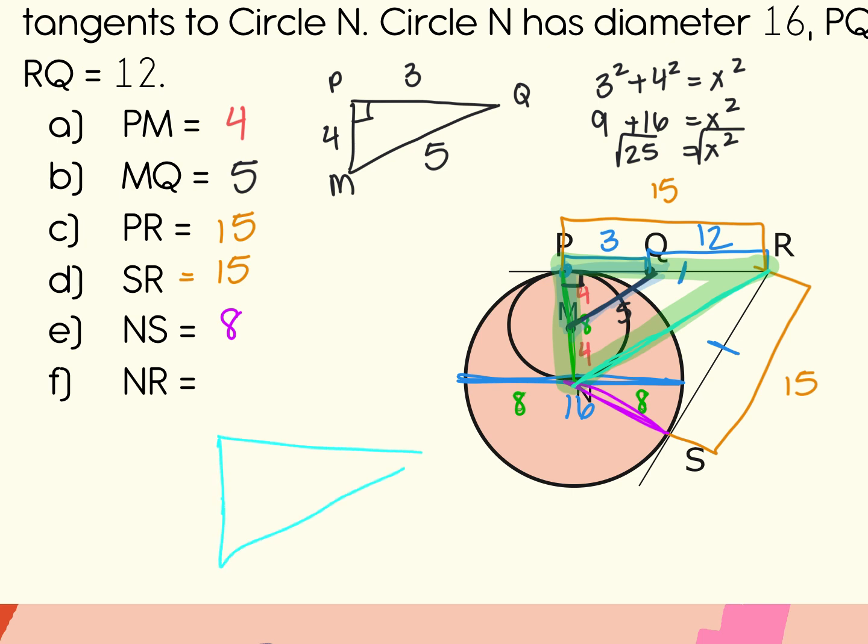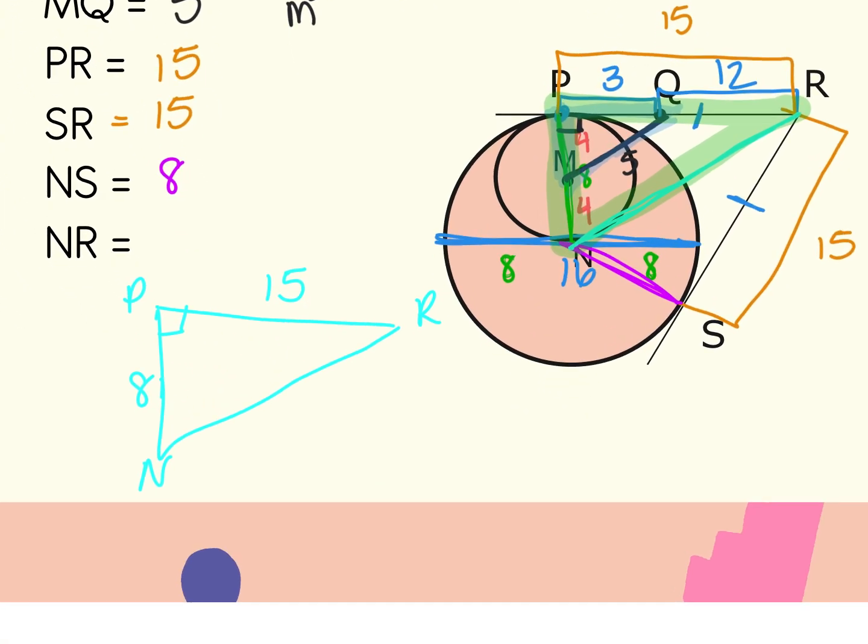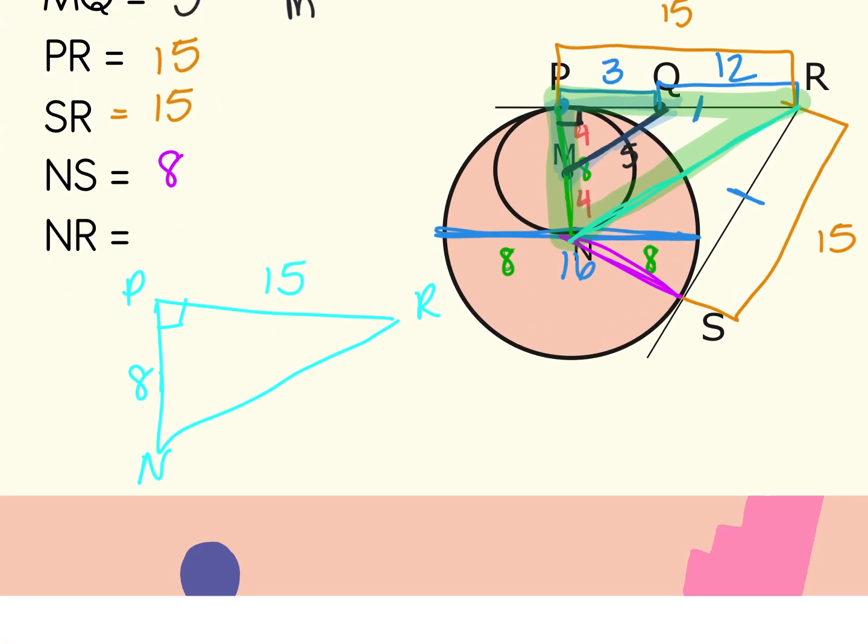Here's my right triangle. It's a little larger this time. I have P, N, and R. We said that this is 15, and this is 8. How would I solve for NR? Pythagorean theorem. Or you should know it's a Pythagorean triple.